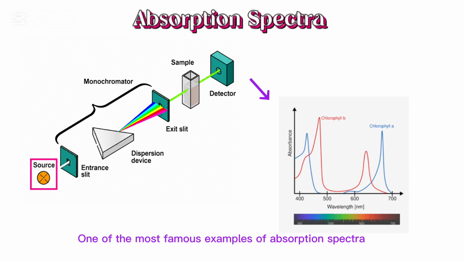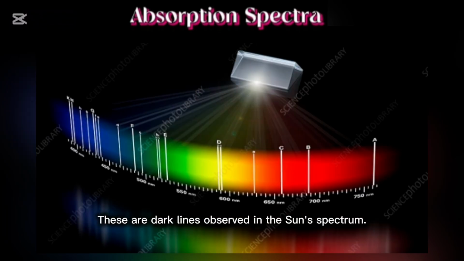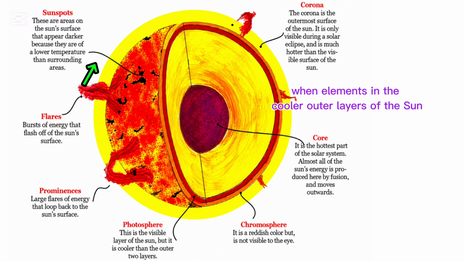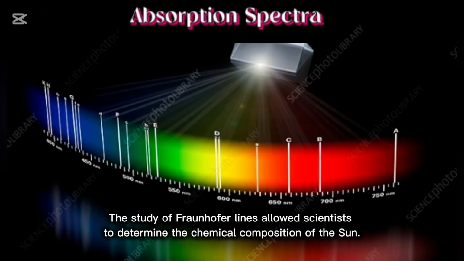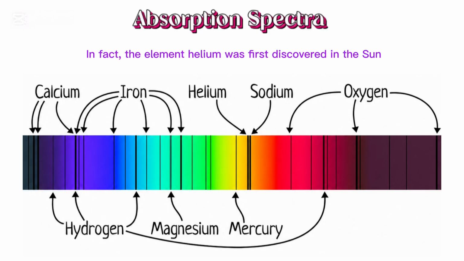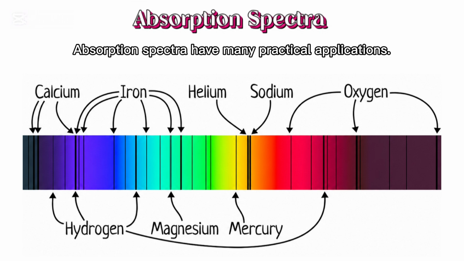One of the most famous examples of absorption spectra is Fraunhofer's lines. These are dark lines observed in the sun's spectrum. Scientists later discovered that these lines are produced when elements in the cooler outer layer of the sun absorb specific wavelengths of light coming from the hotter interior. The study of Fraunhofer lines allows scientists to determine the chemical composition of the sun. In fact, the element helium was first discovered in the sun through its spectral lines before it was ever found on Earth. Absorption spectra have many practical applications.